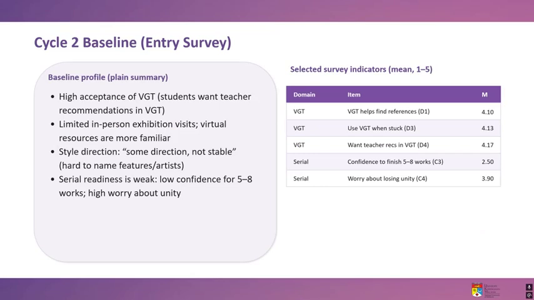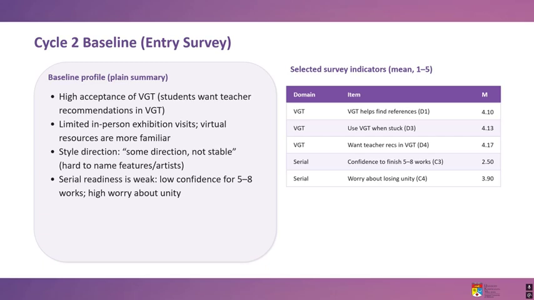Before Cycle 2 started, I used entrance surveys to understand students' starting point. It is a 1 to 5 scale. 1 means strongly disagree. 5 means strongly agree. The survey has 4 parts. A is exhibition and virtual experience. B is clarity of style direction. C is readiness for making a series. D is expectations and willingness to use VGT.